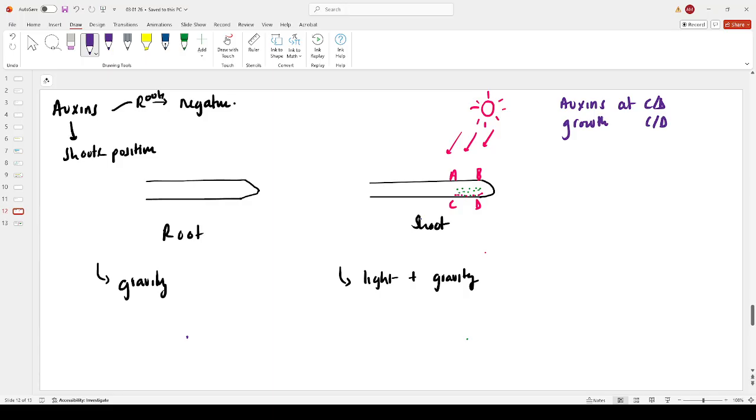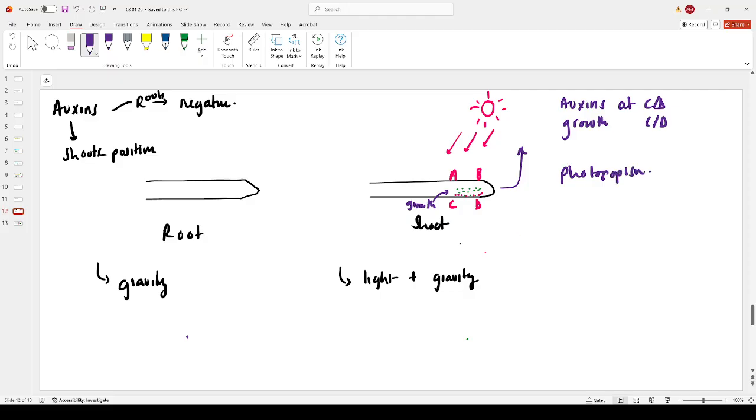Yeah, so for phototropism, auxins on shoots are on the same side. For phototropism on shoots, the cells will grow on the same side that the auxins are. Are we okay with that? Because all the growth is happening right here, this uneven distribution causes the shoot to go upwards. So this is phototropism.